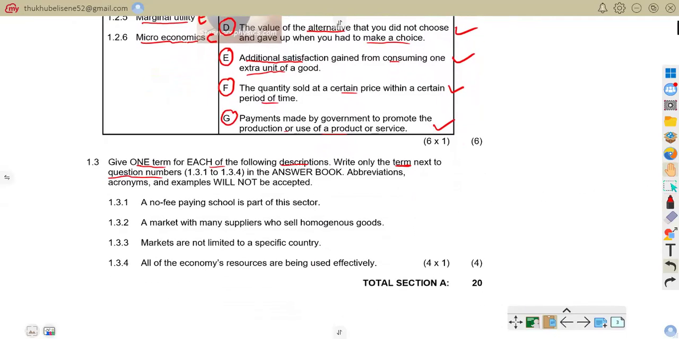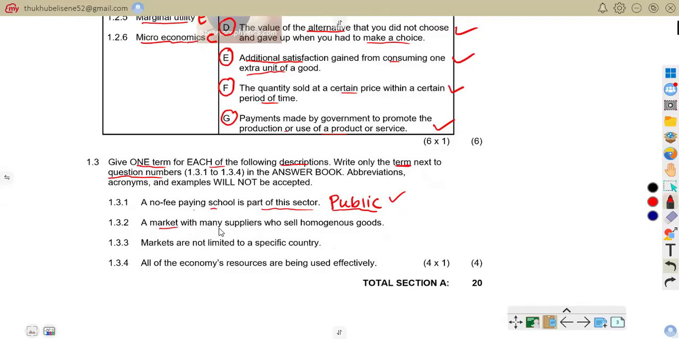So 1.3.1 says, a no-fee paying school is part of this sector. So we are talking about public sector. So a correct term to use there is public sector. As you know, public sector refers to goods or services provided for everyone by the government. You can talk, for example, public schools, public hospitals. So that is why we are saying it's the correct term for this statement.